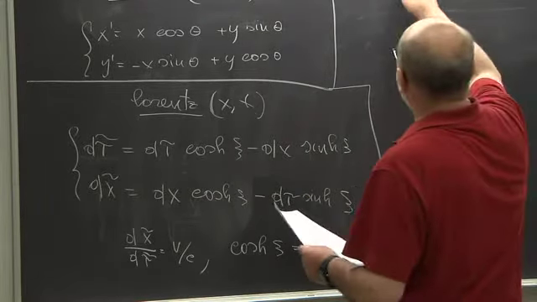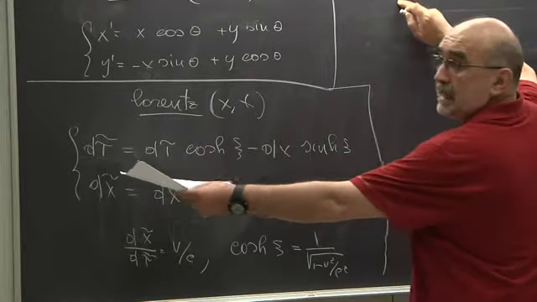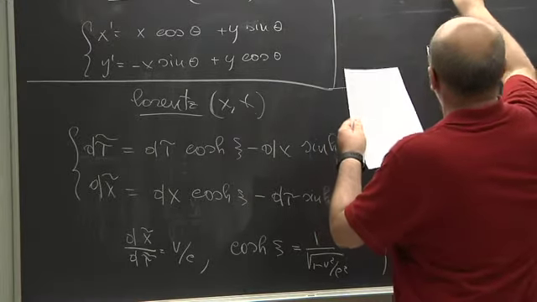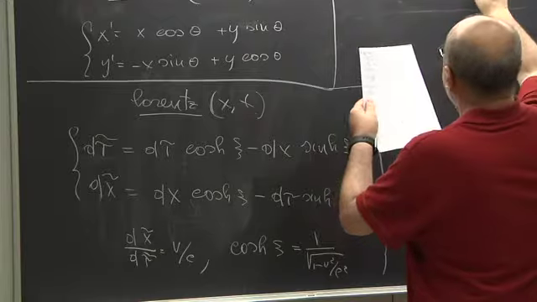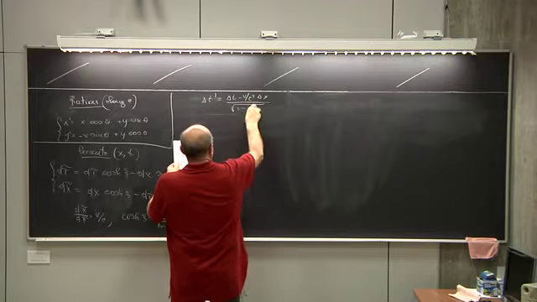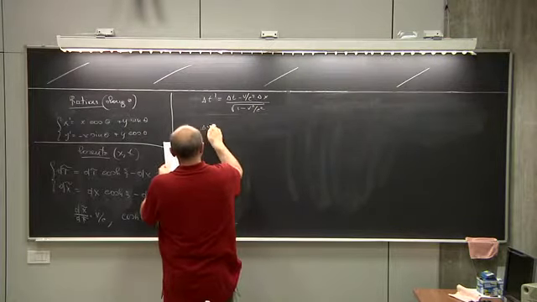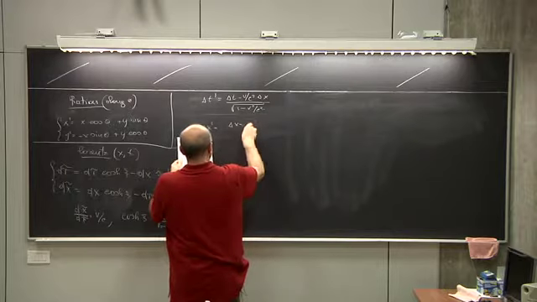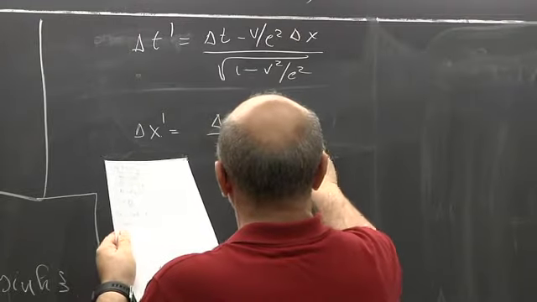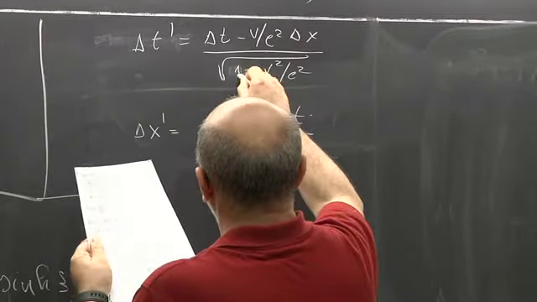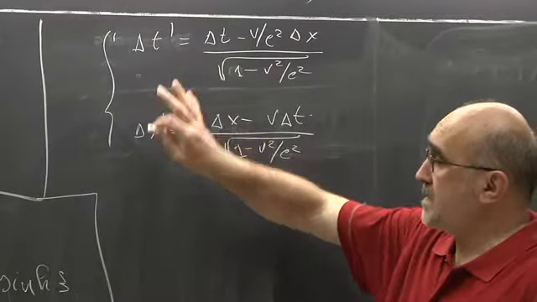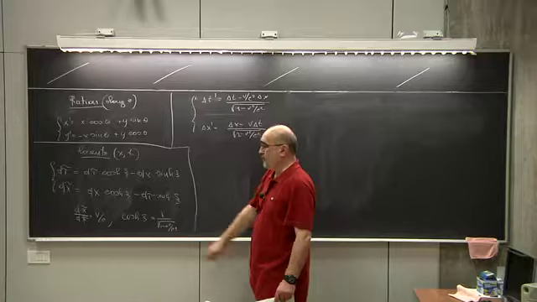The usual standard Lorentz transformation for an interval of time, here I call it differential, but you can call it delta t or delta x. So delta t prime we know was delta t minus v over c squared delta x, over the square root of 1 minus v squared over c squared, and delta x prime is equal to delta x minus v delta t over the square root of 1 minus v squared over c squared. Remember, this is the Lorentz transformation. The homework was to prove that this can be written in this form once you use this formula.